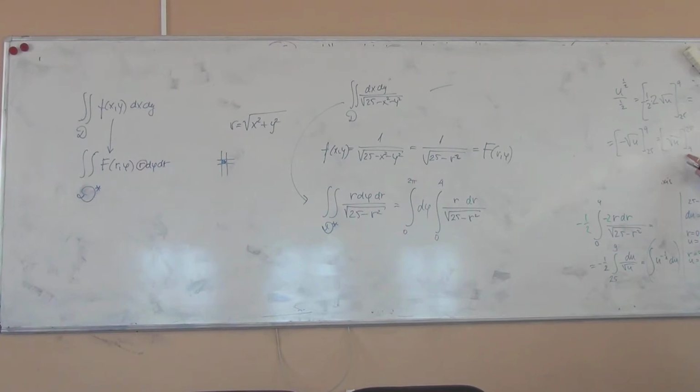So that would be 5 minus 3, it's 2. It's just 2. It looks, well, it might look, I don't know.